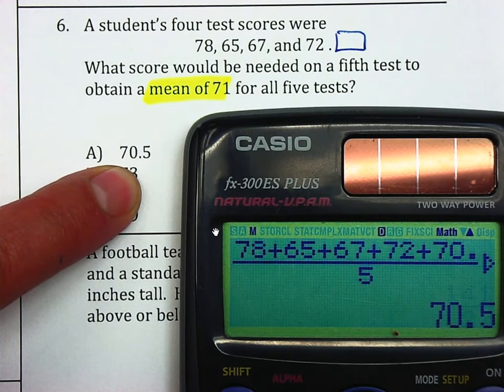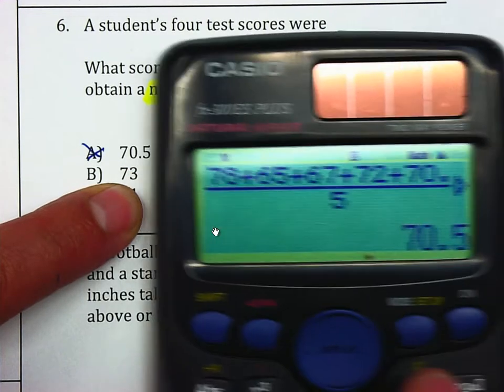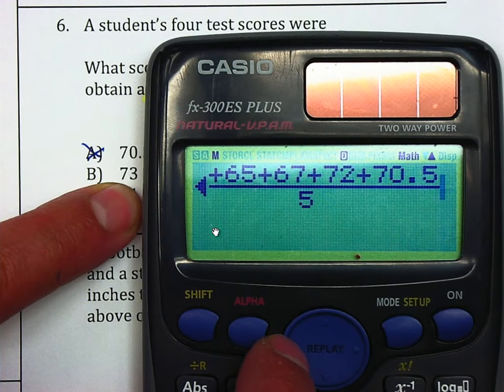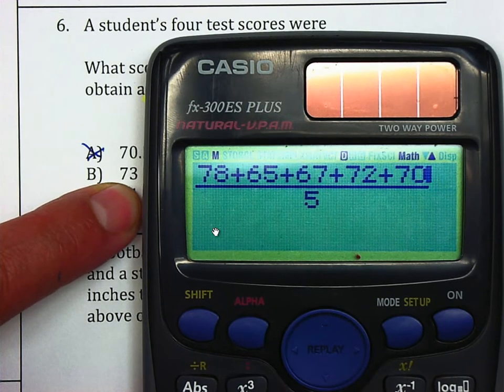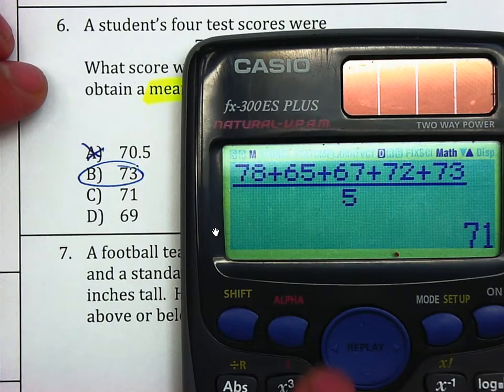And in this case, it gives me 70.5. So that's incorrect. I'm going to try 73. So instead of retyping, I'm just going to go back, up, and delete, and change it to 73. If that's correct, then my average should be 71. And it is. So therefore, your answer is letter B. And if not, you can just continue testing the rest of them.